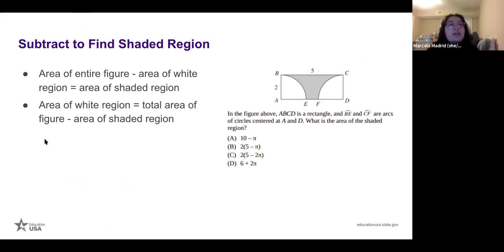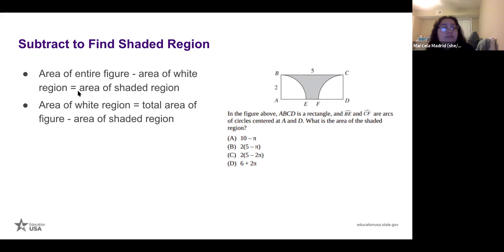Right, next one, subtract to find shaded region. So if you're going to have a nice little rectangle and that's going to have some circles, arcs of the circles in them, you want to know how to do it quicker, which would be subtract to find the shaded region. So the first way of doing it is area of the entire figure minus the area of the white region, which will give you the area of the shaded region.